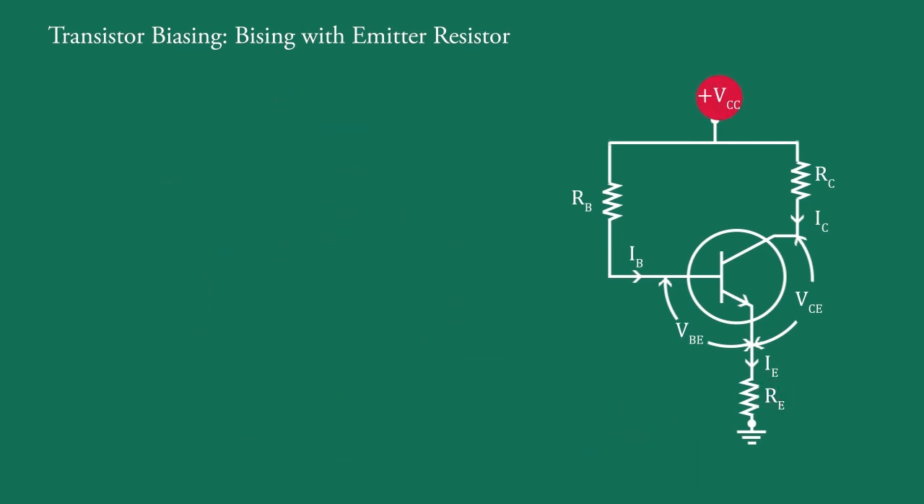This DC supply VCC sets both the collector voltage and base voltage relative to the emitter. The zero signal base current is supplied by VCC and flows through RB. Therefore, the base is positive with respect to the emitter and thus the base emitter junction remains forward biased. Circuit analysis. Let us see how the operating point is stabilized.